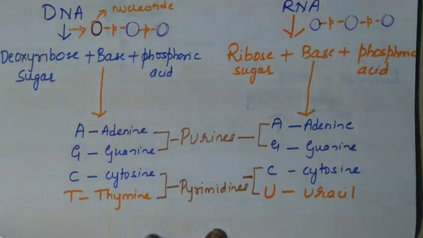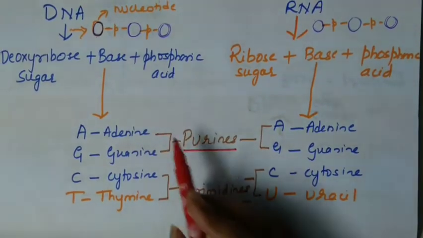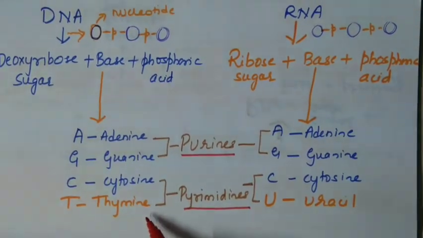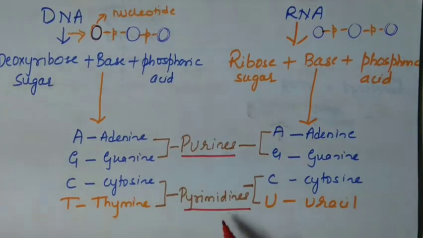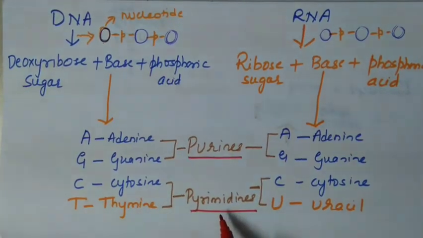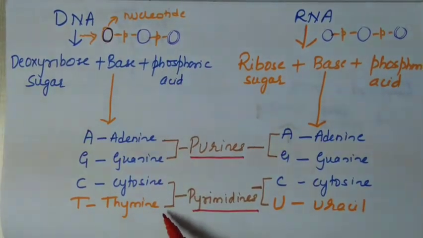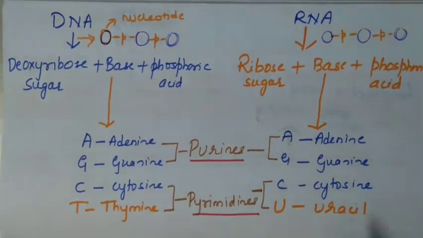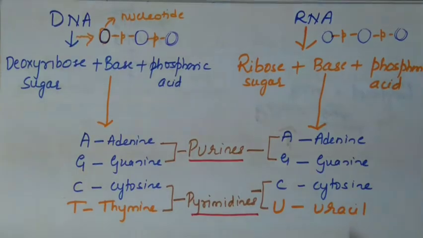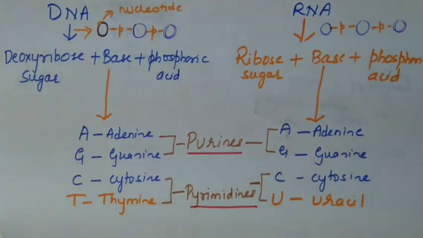These bases can be classified under 2 headings: purines and pyrimidines. Adenine and guanine are called purine bases, and cytosine, thymine and uracil are called pyrimidine bases. So your bases can be of 2 types, purines and pyrimidines. Which are the purines? Adenine and guanine. And which are the pyrimidines? Cytosine, thymine and uracil. Now let us look into the structures of purines and pyrimidines, that is our nitrogenous bases. They are called nitrogenous because they contain nitrogen atoms in them.